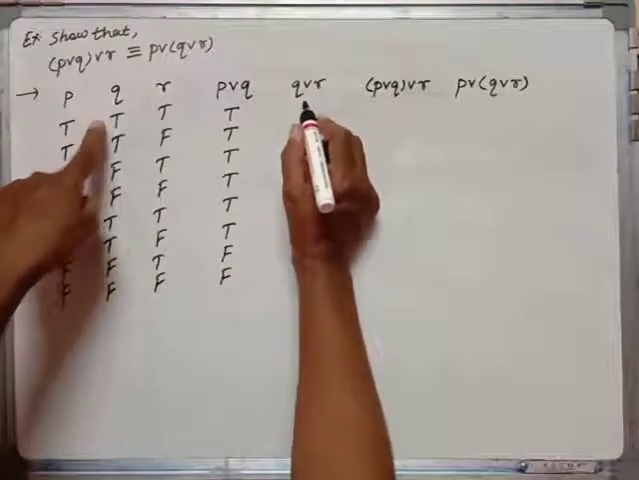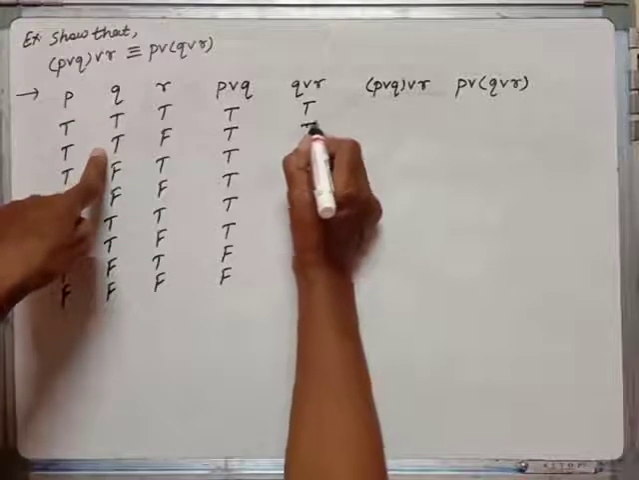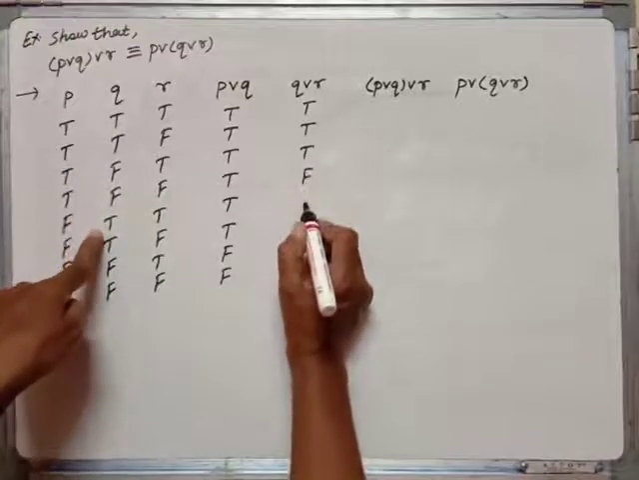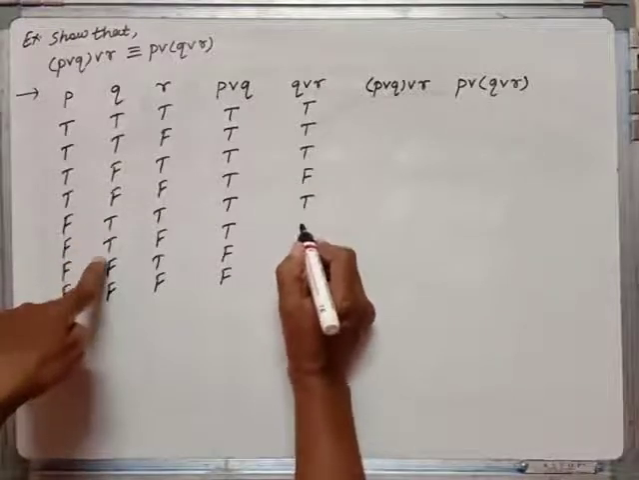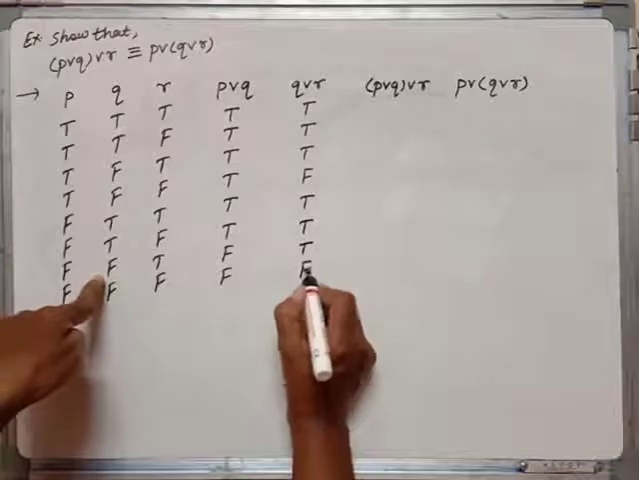Now Q or R. Same. One of them is true, then true. True, true. This is also true. Now false, false gives false. True, true give true, true, false gives true, false, true gives true, and again false.